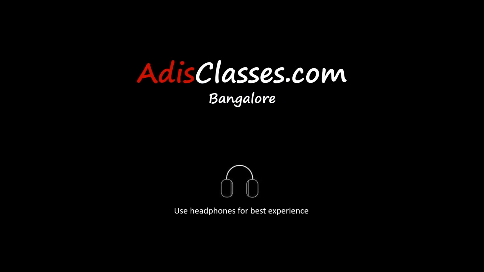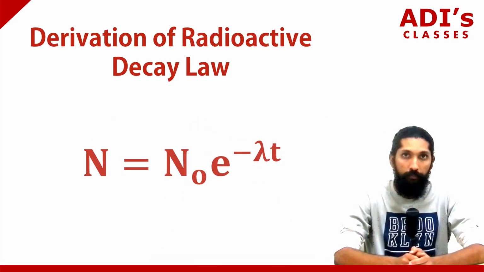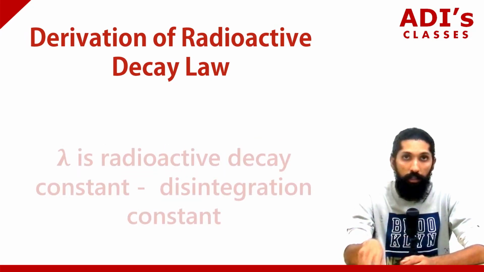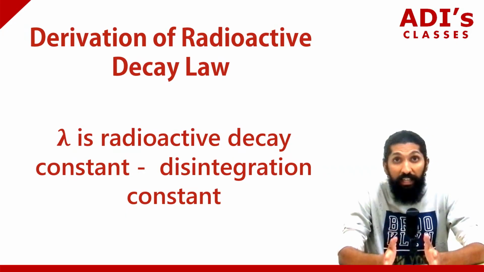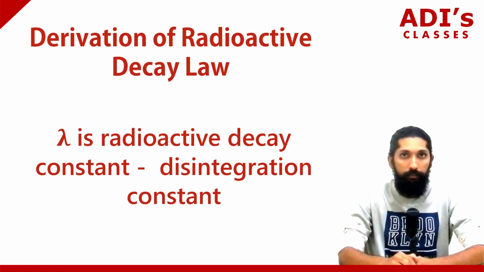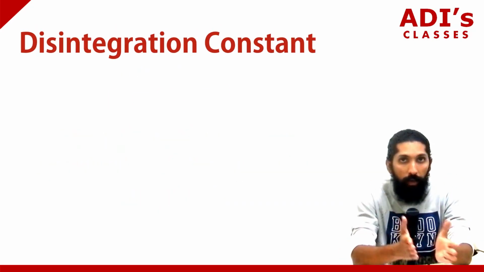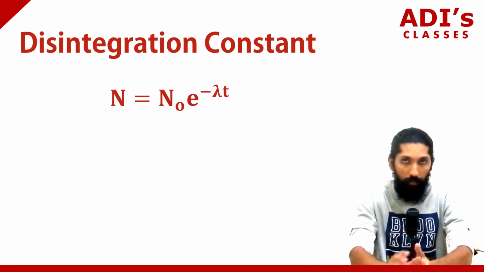In the last video, you saw N is equal to N naught e power minus lambda t, correct? Now that lambda, what we call the disintegration constant, is a very important factor. Let's try to understand what that disintegration constant is. To understand that, see, in the formula you have N is equal to N naught e power minus lambda t, correct?